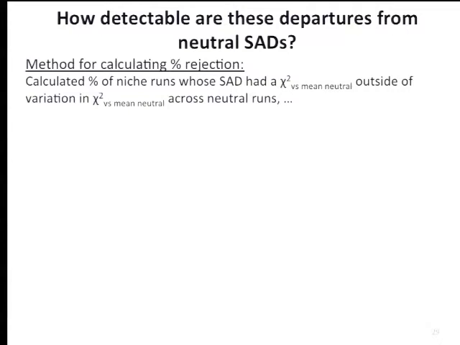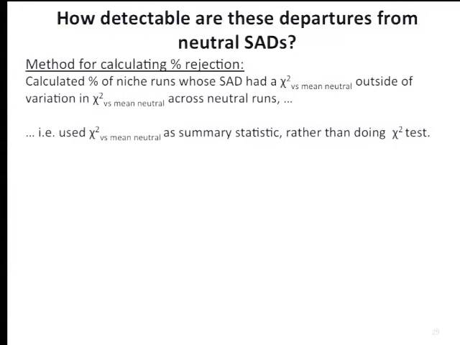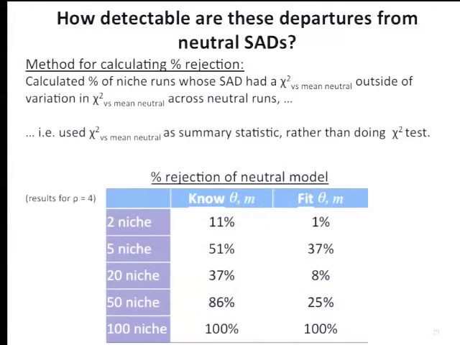So next we asked how detectable these differences from neutral are. We use chi-squared here as basically just a summary statistic. What we did was to measure the chi-squared versus the mean neutral prediction for the species abundance distribution. We did that for the niche runs, and then we compared with the variation in that same chi-squared across neutral runs, and saw what percentage of the niche runs are outside that variation.